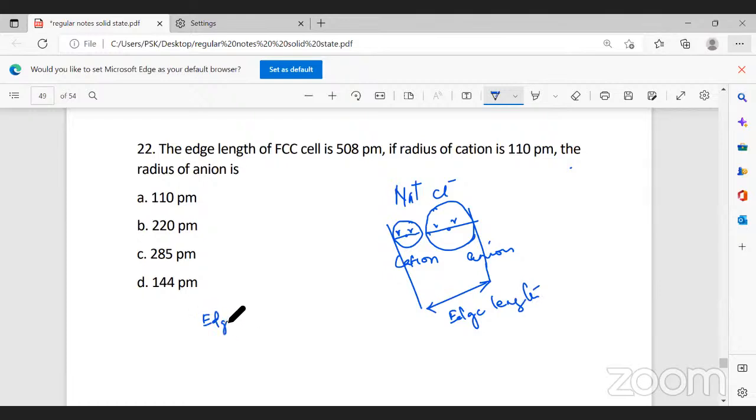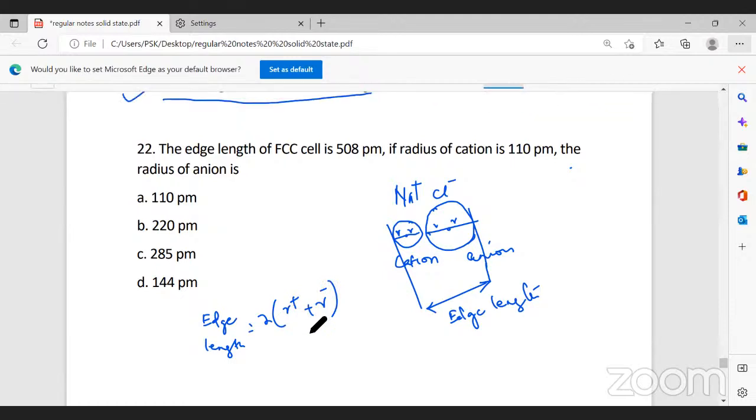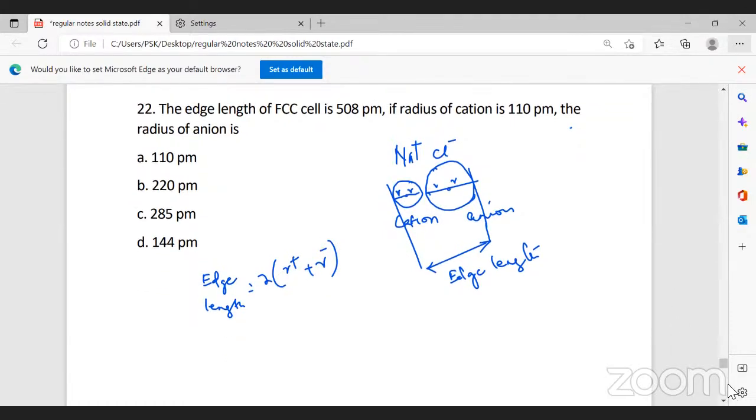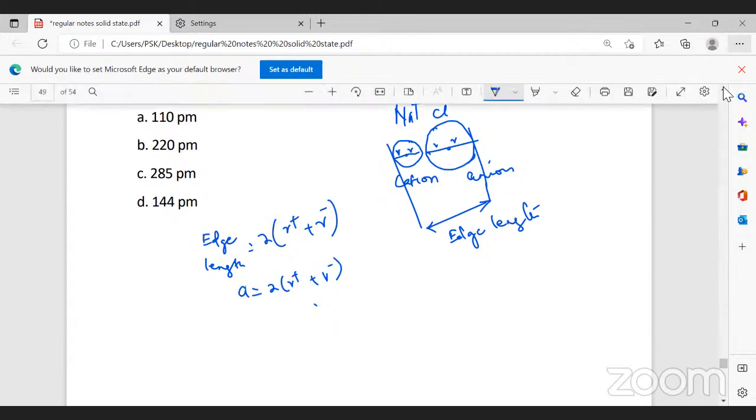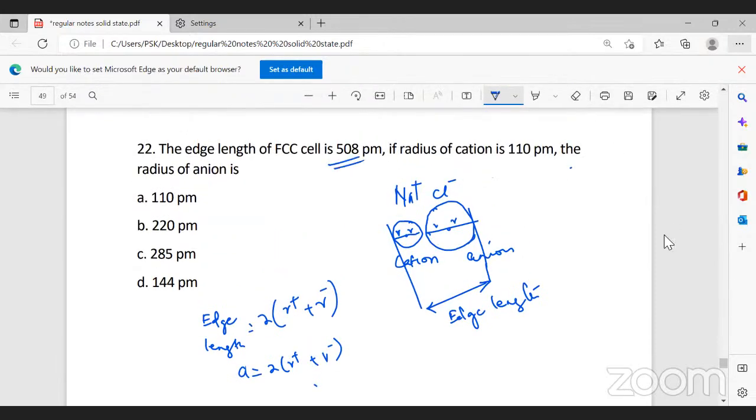Now, can I write like this? Edge length will be equal to twice into radius of cation plus radius of anion. Yes, sir. Edge length is normally represented by the letter A. So I can write A is equal to 2 into (R plus plus R minus). In the question they have given the edge length A to be 508 picometers. So I can write 508 picometers will be equal to twice (R plus plus R minus).